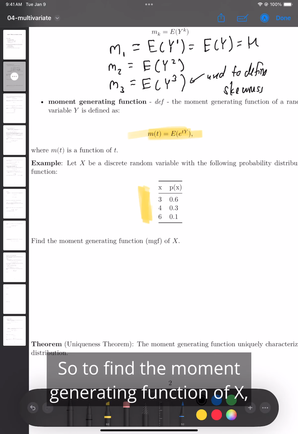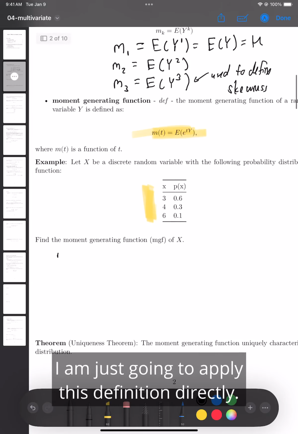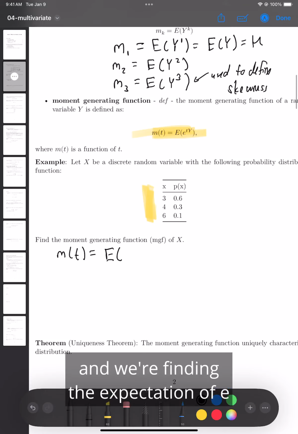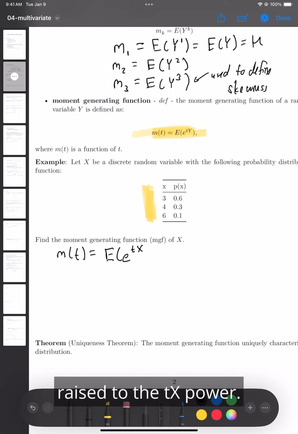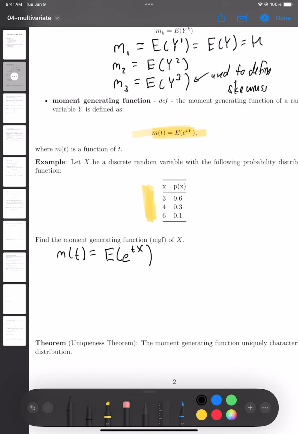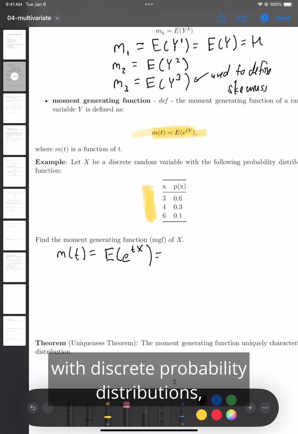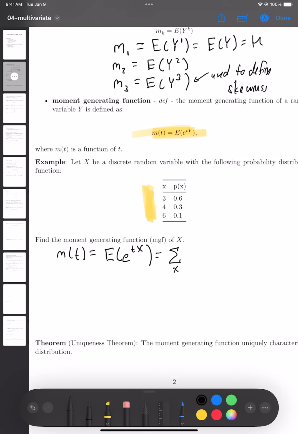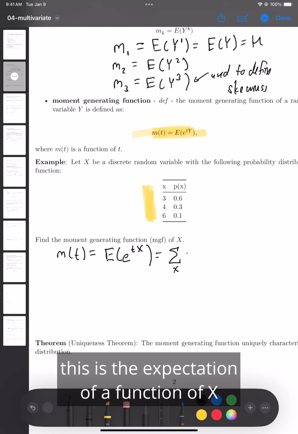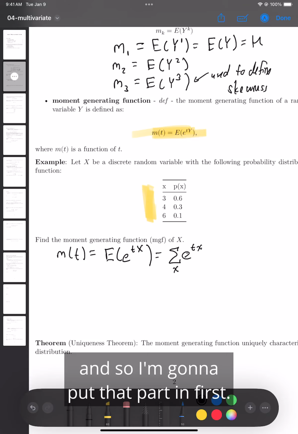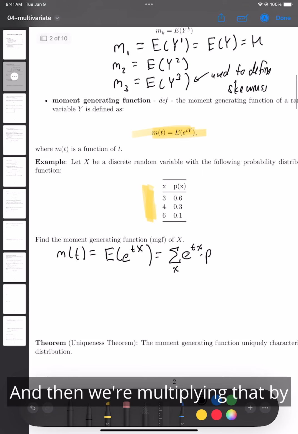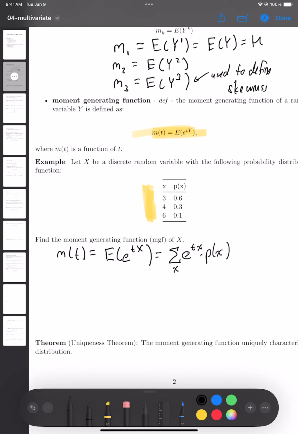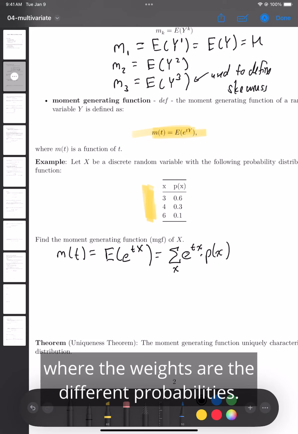To find the moment generating function of x, I am just going to apply this definition directly. It's a function of t, and we're finding the expectation of e raised to the tx power. It's been a little while since we've worked with discrete probability distributions, but remember, to find this expectation we're summing over all values of x. This is the expectation of a function of x, so I'm going to put that part in first, and then we're multiplying that by each value of x's associated probability. So remember, this is a weighted expectation where the weights are the different probabilities.